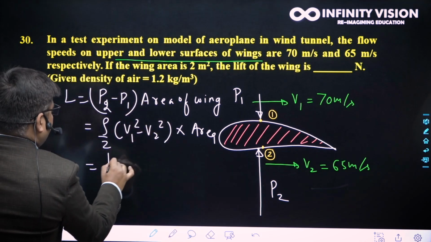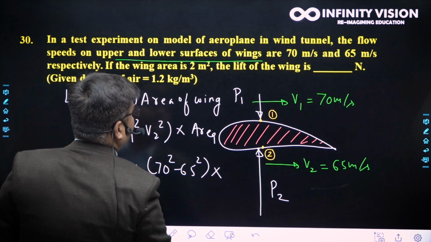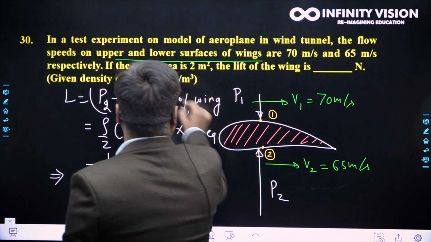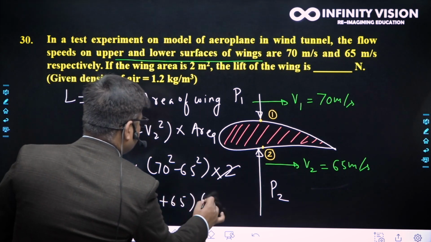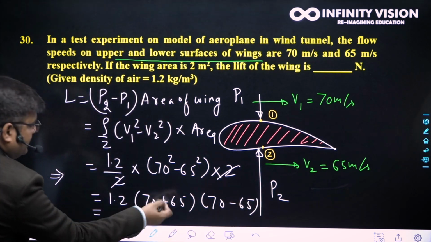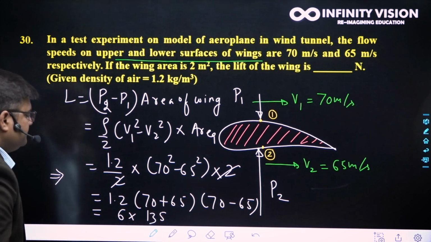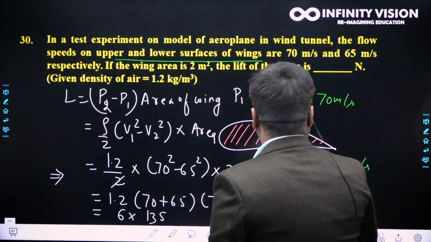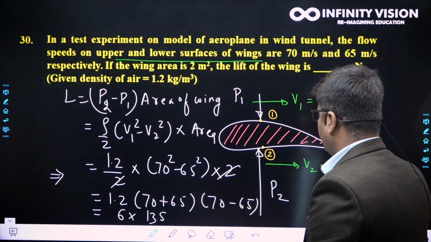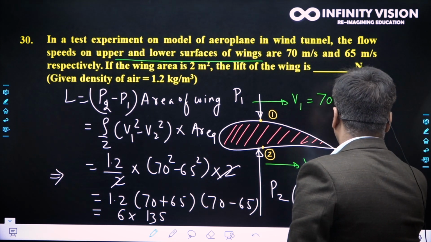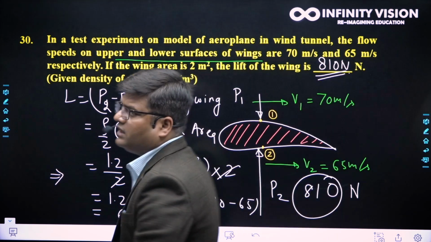So the density of air is given as 1.2, so 1.2 by 2, 70 square minus 65 square, into area. The area of the wing is given as 2 meter square, so this 2 will cancel out. 1.2, 70 plus 65, and 70 minus 65. 70 minus 65 will be 5, it will be 1.2 times 5, and this will be 135. And 135 into 6 will be 810 Newton. So the lift generated will be 810 Newton. So this is the final answer.